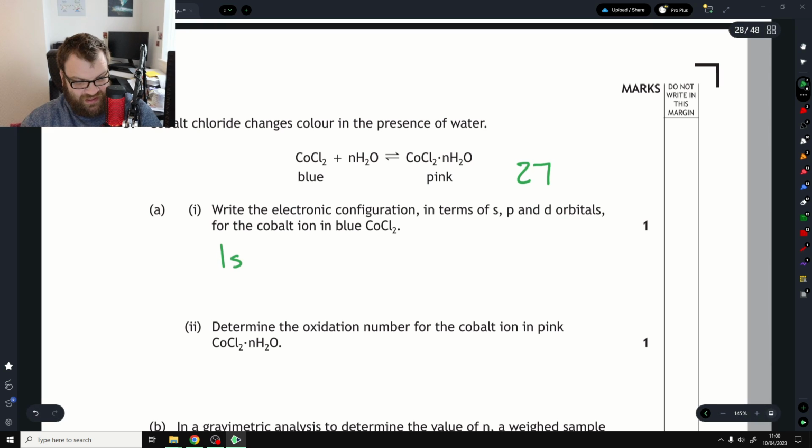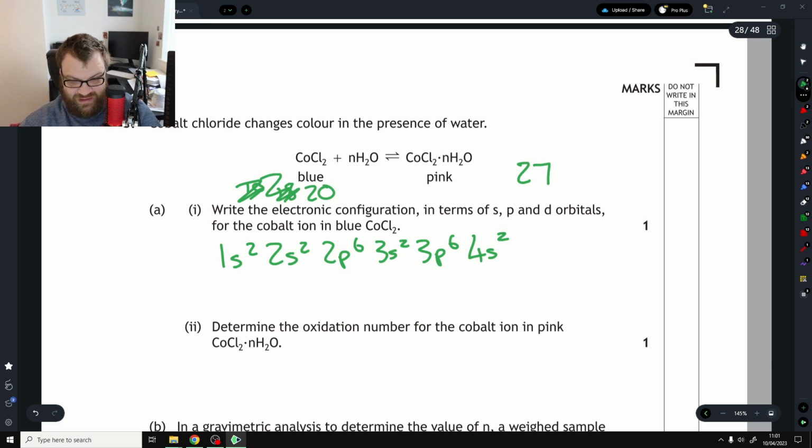We've done 1s2, 2s2, 2p6. That brings us to 10. We then have our 3s2, 3p6. Now up to 18. We'd next go to our 4s, as that would fill first. Gives you 20. And then we have 7 left, and those 7 will have to go in the 3d orbital. If this was in ground state, this would be our answer.